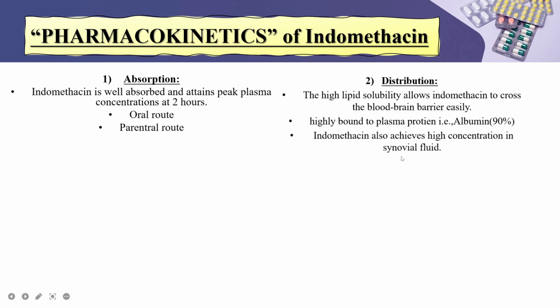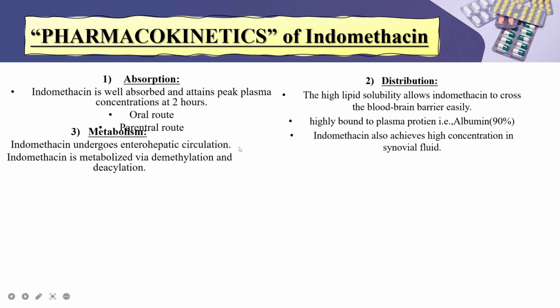Indomethacin also achieves high concentration in synovial fluid. So basically, as I told you, indomethacin is highly lipophilic, while the synovial membrane also has high lipophilicity and contains a higher proportion of lipids, which allows indomethacin to readily penetrate the synovial membrane and accumulate in synovial fluid. Also, indomethacin is highly bound to protein in blood plasma, but in the synovial membrane, the concentration of plasma protein is very low. Thus, a high fraction of indomethacin is unbound to protein, so it shows great pharmacological action there.